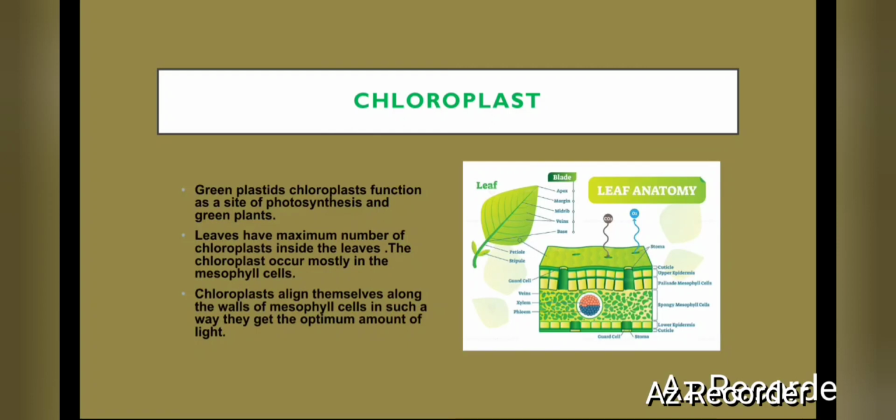Now, to the next topic, chloroplast. What is chloroplast? Where is it situated?